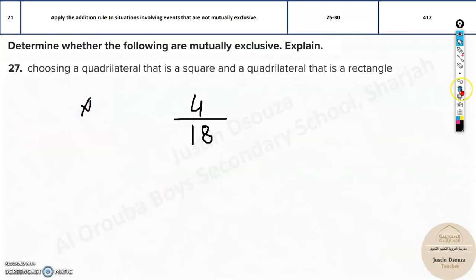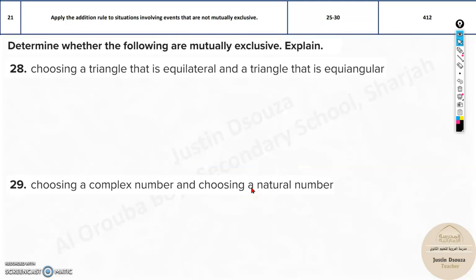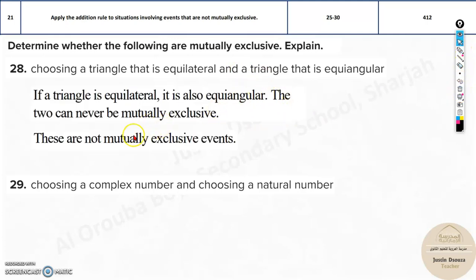Yeah, choosing a quadrilateral that is a square, and a quadrilateral that is a rectangle. Look, this is not mutually exclusive because they are all interrelated. Square is a quadrilateral, rectangle is a quadrilateral. So they are not mutually exclusive events. Choosing an equilateral triangle, and equilateral means equiangular, right? If all the sides are equal, the angles are also definitely equal. So basically, it is not mutually exclusive.